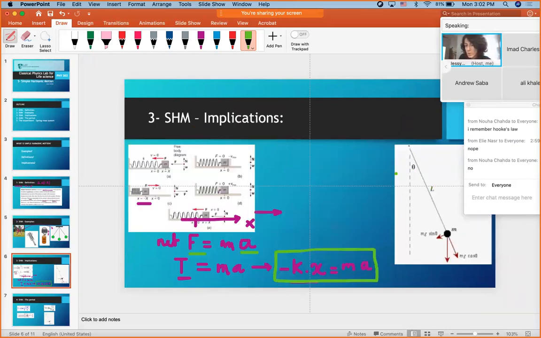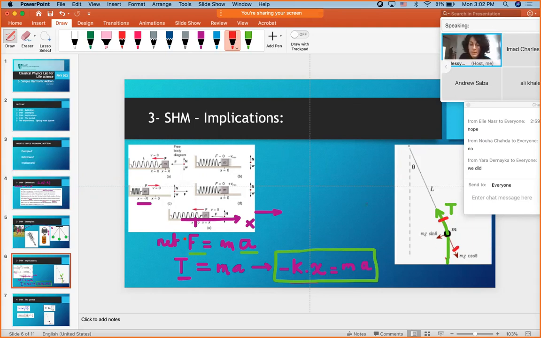If I need to study the simple pendulum, this is something that you probably did not do in high school. I'm going to do net force equals ma. What are the forces on my system? I have tension and I have mg. Now I'm going to break down mg into mg cos and mg sin. The tension and mg cos cancel out, so the net force is going to be mg sin.